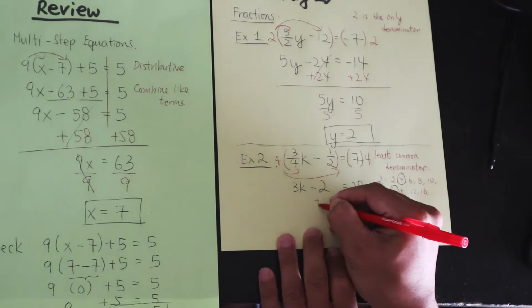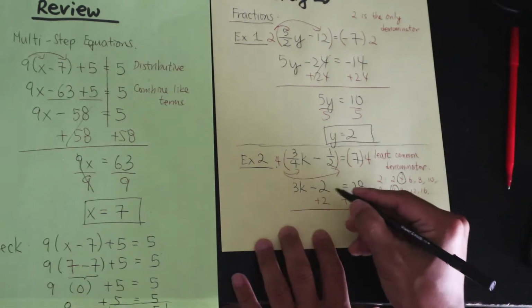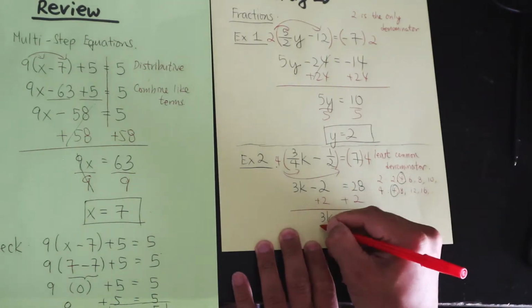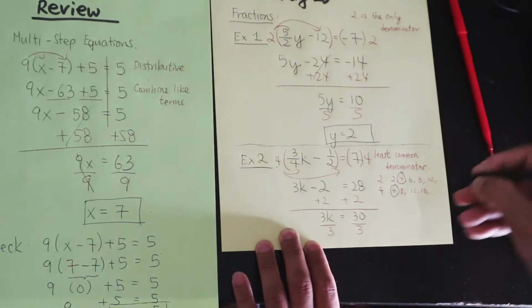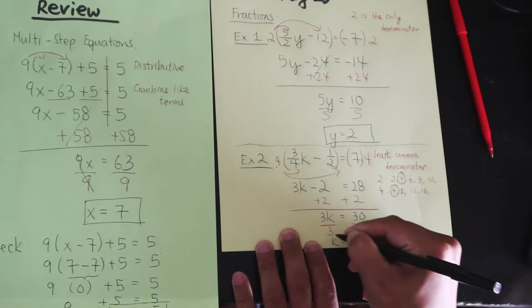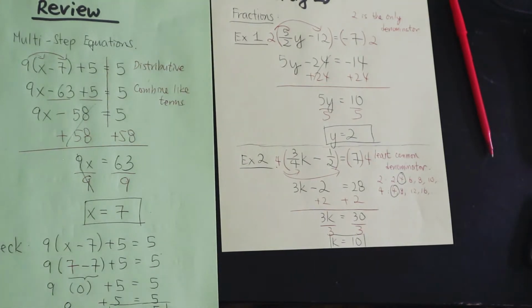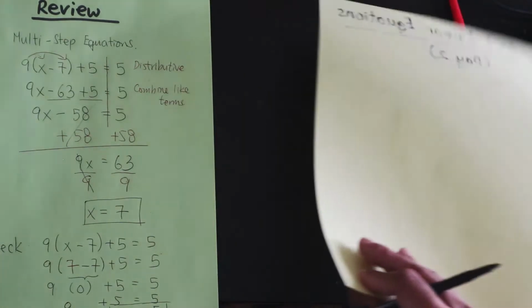So now you're going to add 2 on both sides, and then you get 3k equals 30. And then at the end, you divide both sides by 3, and then you get k equals 10. And that's your final answer, k equals 10. Okay? So let's do one more example involving fractions, okay?